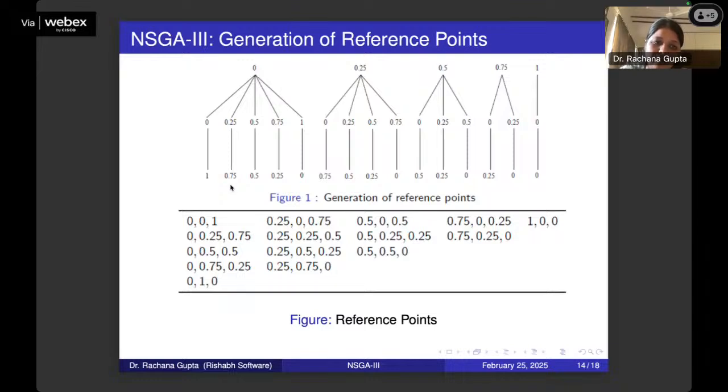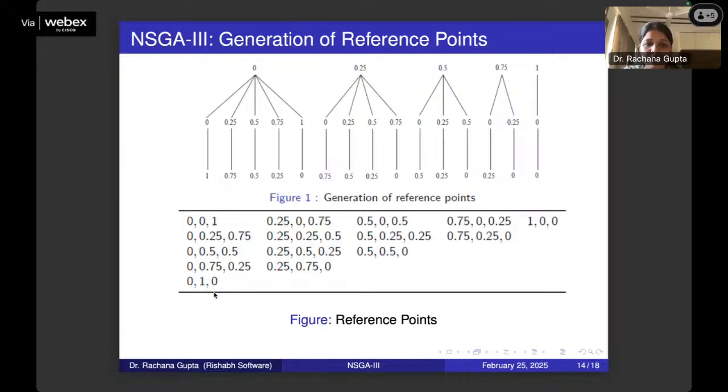0, 0.25, 0.75. So this is our second reference point. 0, 0.5, 0.5. This is our third reference point. This is how you keep noting all the values and keep writing. When you count, in the first column you can find 5. From this particular branch we are getting 5 reference points, from this branch 4, from this 3, from this 2, and from this 1 reference point. That's the reason why this is arranged likewise.